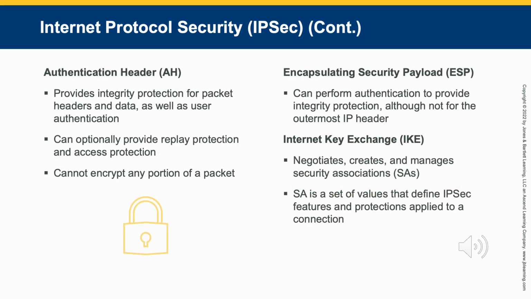The authentication header provides integrity protection for packet headers and data, as well as user authentication. It can optionally provide replay protection and access protection, but cannot encrypt any portion of the packet. Encapsulating security payload can perform authentication to provide integrity protection, although not for the outermost IP header. IKE, or Internet Key Exchange, negotiates, creates, and manages security associations. An SA, security association, is a set of values that define IPsec features and protections applied to a connection.